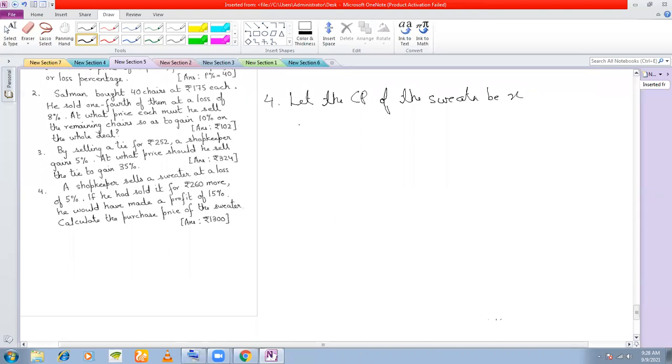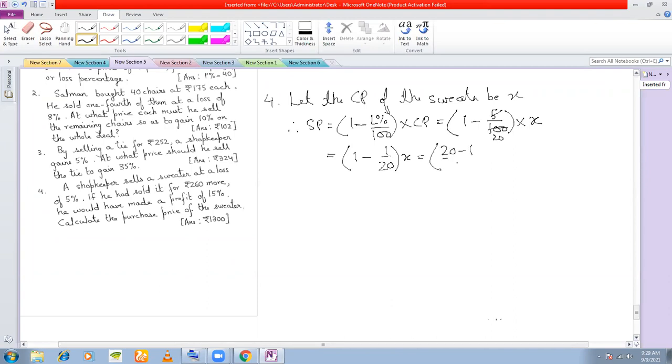He's selling at a loss. Therefore, what should be his selling price? 1 minus loss percent by 100, into cost price. So 1 minus 5 by 100 into x. You can cancel this and get 19x by 20. This is the selling price.